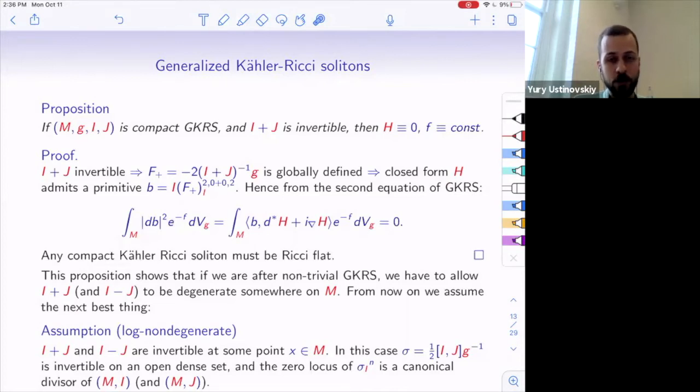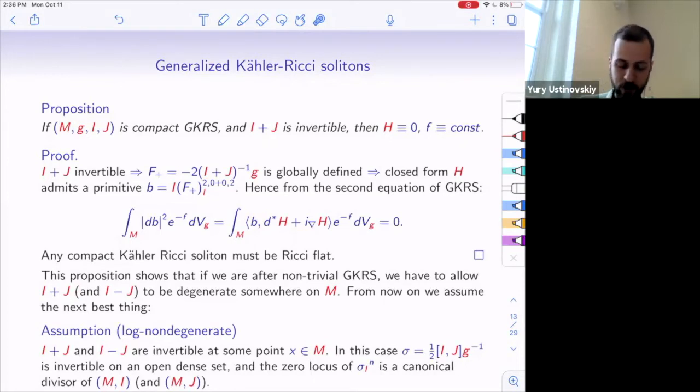So this proposition shows that if we are after something new, after non-trivial generalized Kähler-Ricci solitons, then we have to allow I plus j to be non-invertible, and likewise we have to allow I minus j to be non-invertible, at least somewhere on M. That will be our assumption from now on, but we relax it as little as possible. So we relax invertibility as little as possible.